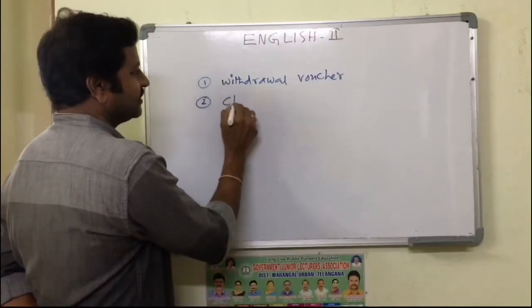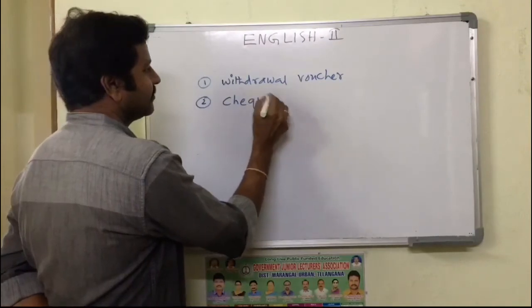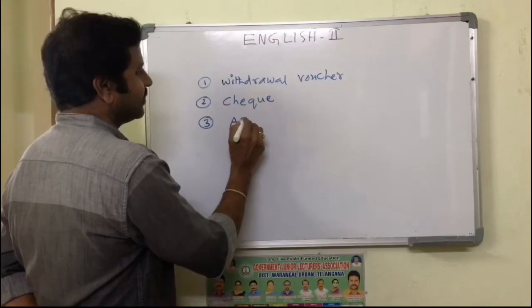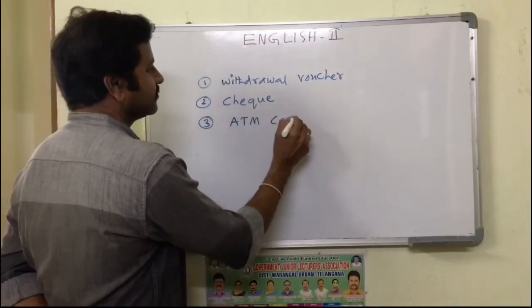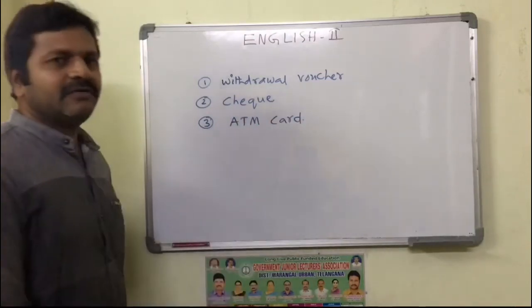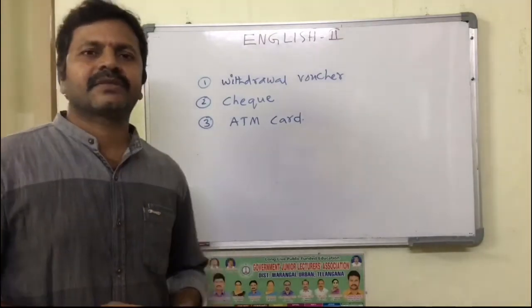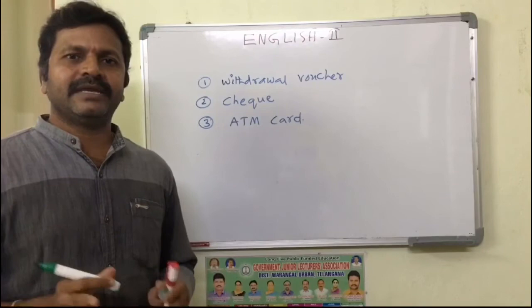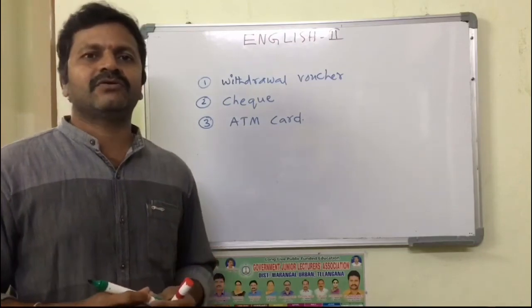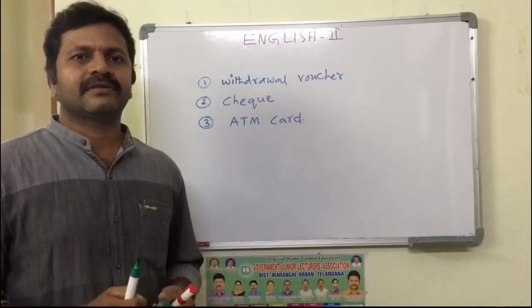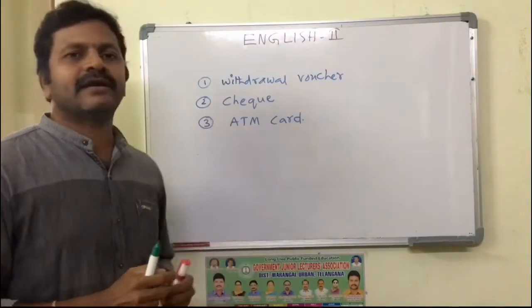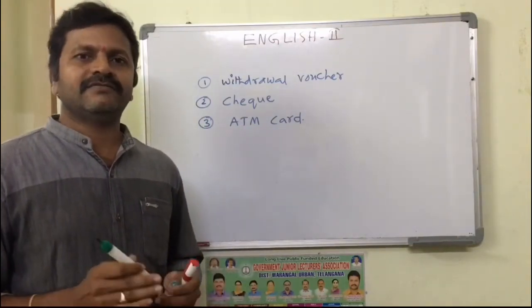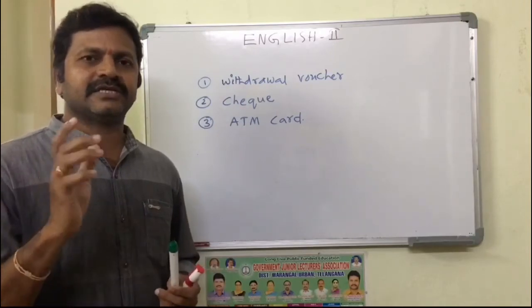Using a check or using an ATM card. If you have an ATM card, you can withdraw money from your bank account from any ATM without going to the bank. If you have a checkbook facility to your account, you can go to the bank and withdraw money using a self check.